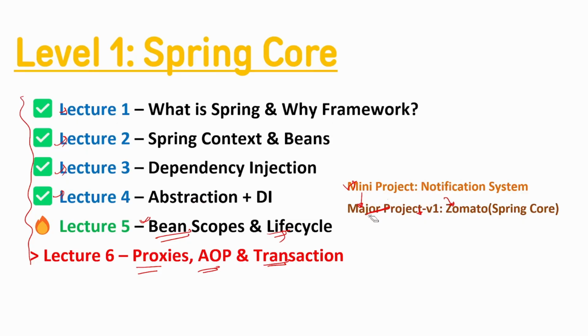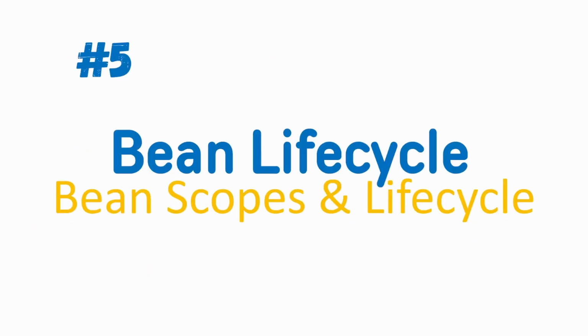We will also do one major project, a Zomato clone, using Spring Core only, and this is going to be version 1. This project will evolve with each level. For example, if we learn about the Spring Boot MVC architecture, then we will convert this application into an API, and when we learn about databases and Spring Data, then we will add the database to our application. Like that, this major project grows with each level, and there will be a mini project at each level, so that it will make your foundation very strong. So without any further ado, let's start with today's video.